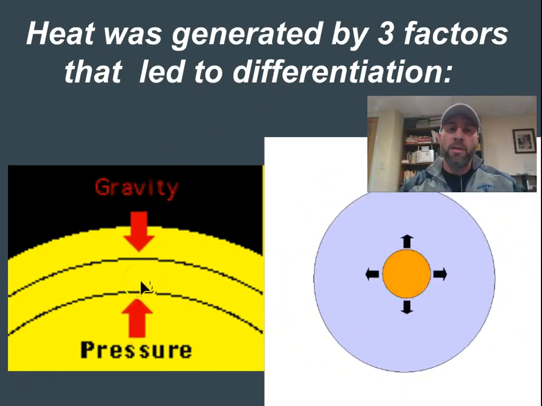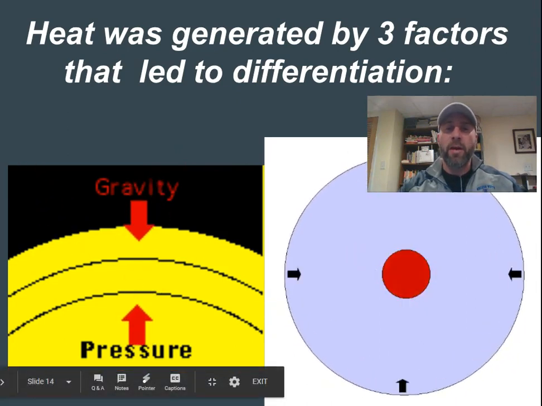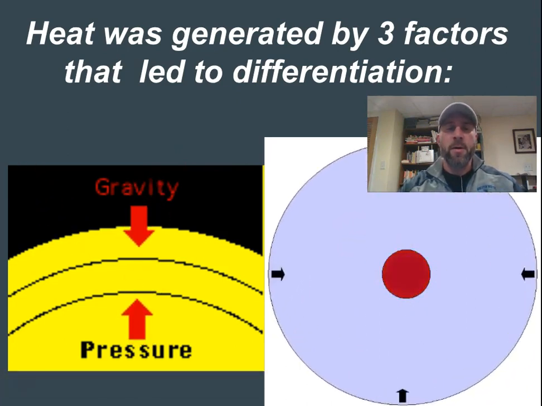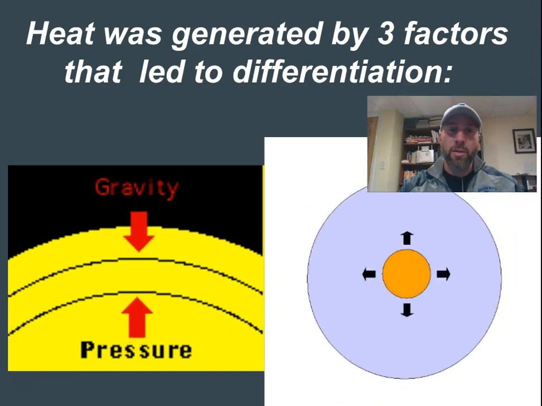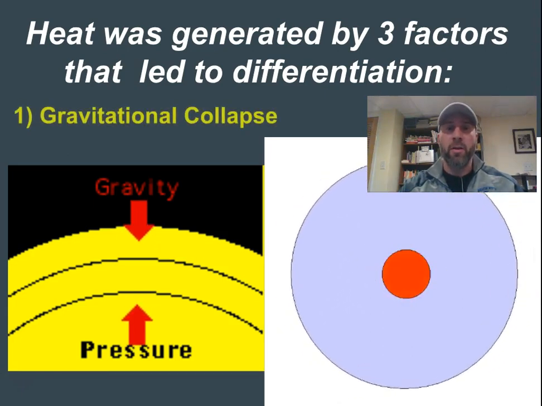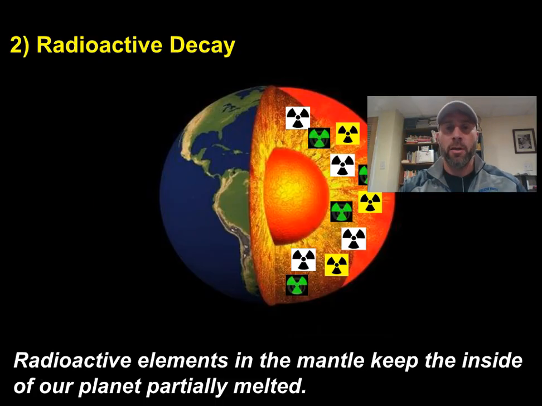So one of the causes of that heat was this gravity that led to pressure, right? And that generates heat. So the inside of the Earth is really hot in part because of all that pressure. So we call that gravitational collapse.